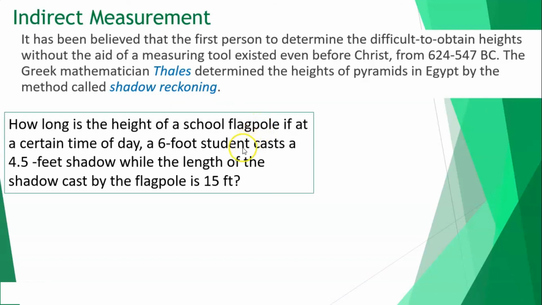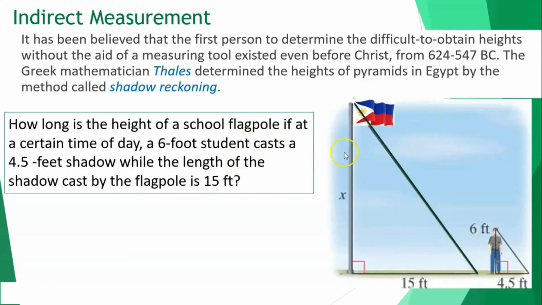So let's have a sample problem. How long is the height of a school flagpole if at a certain time of day a 6-foot student casts a shadow of 4.5 feet while the length of the shadow cast by the flagpole is 15 feet? Given this, we can make its proportion: x over 6 is equal to 15 over 4.5. You cross multiply, that's 90 over 4.5, so x is 20 feet.